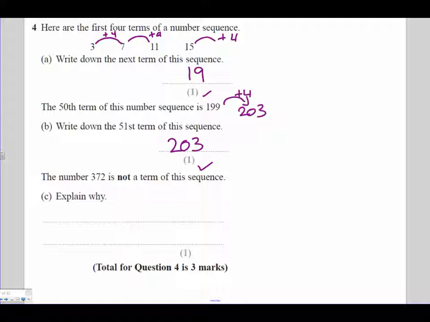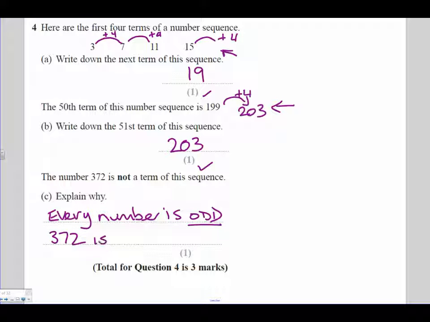Part C. The number 372 is not a term of this sequence. Explain why. Well, when you look at the sequence here and the other numbers we've seen in the sequence, every number in the sequence is odd. 372 is, of course, even. And that's worth 1 mark.